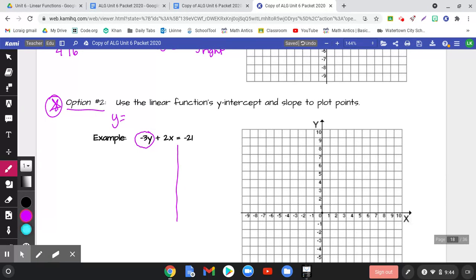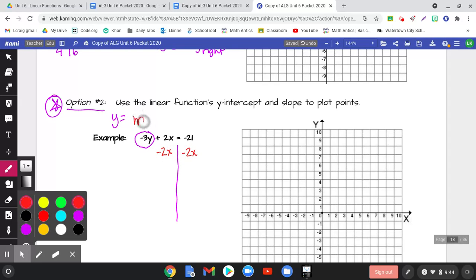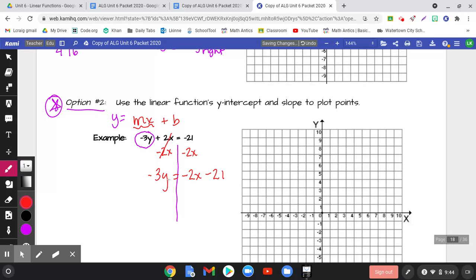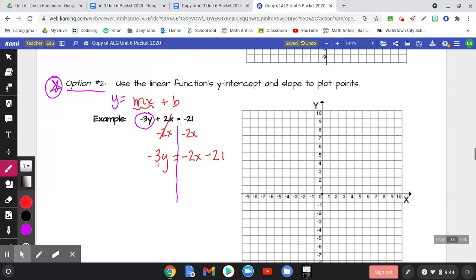All right, so I see that plus 2x. I want to get rid of that. So I'm going to subtract 2x. All right, and again, think of your equation. y equals mx plus b. Put the x first. So I have negative 3y equals, I'm going to put the negative 2x first and then put the negative 21 after it. So you still have your y equals mx plus b. We're just not quite there yet.